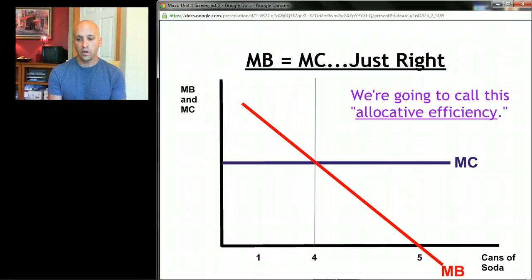Only where the two are equal, where the marginal benefit was equal to the marginal cost, was the optimal amount of cans of soda, and that occurred at 4 cans. Now we're going to give a name to that, a name we're going to come back to time and time again. We're going to call that allocative efficiency, the perfect right amount of stuff. In this example, 4 cans of soda would be allocatively efficient for you.